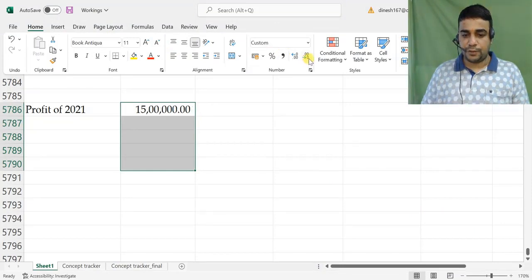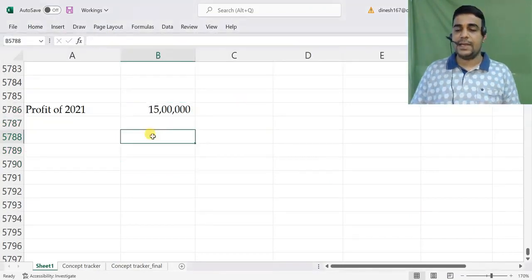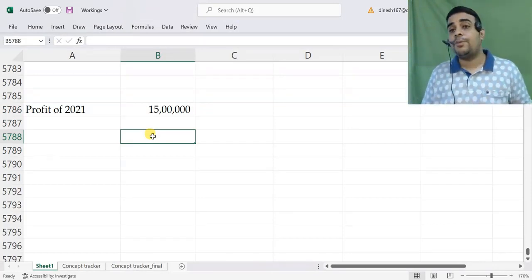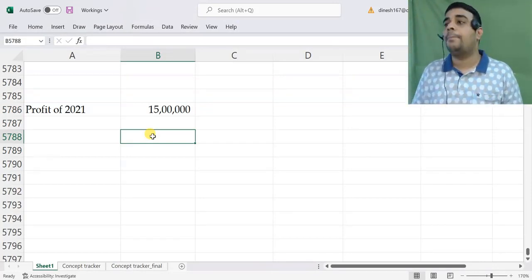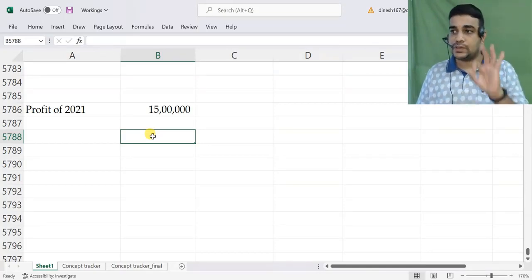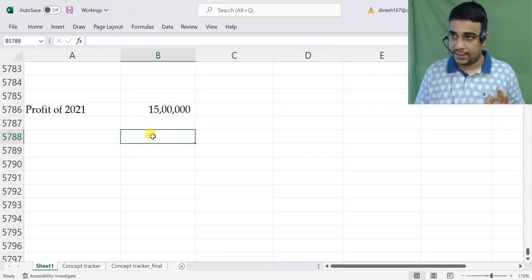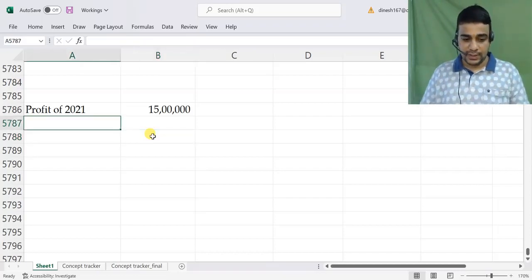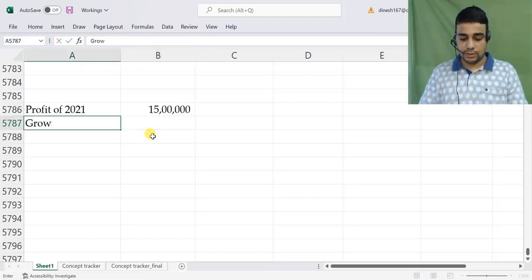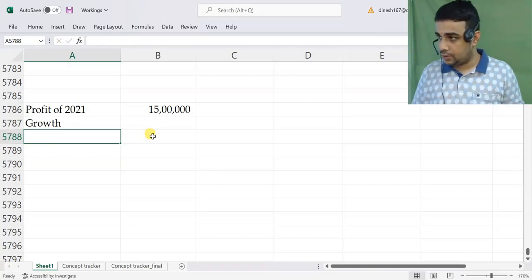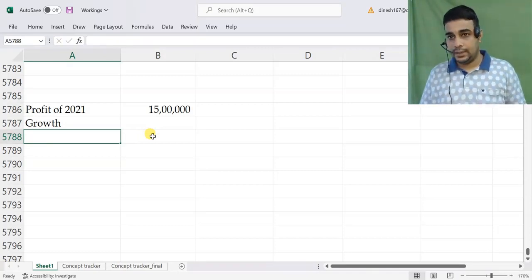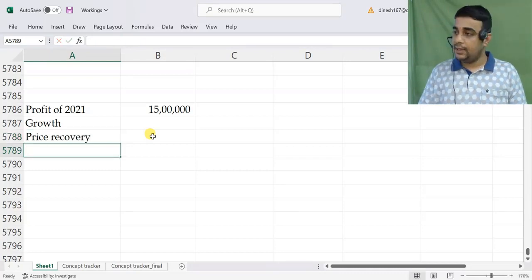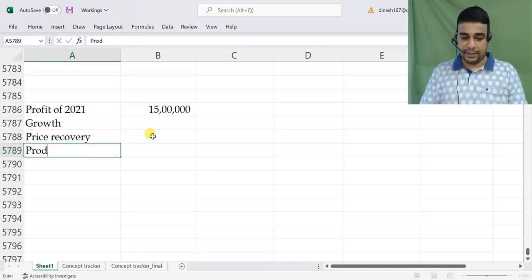You can say profit of 2021, or you can even say budgeted profit of 2021. This is a way of reconciling the profit. Now, the profit can go up or come down because of three reasons according to SP analysis. One is growth, or you can also say degrowth. Second is price recovery. Third is called productivity.